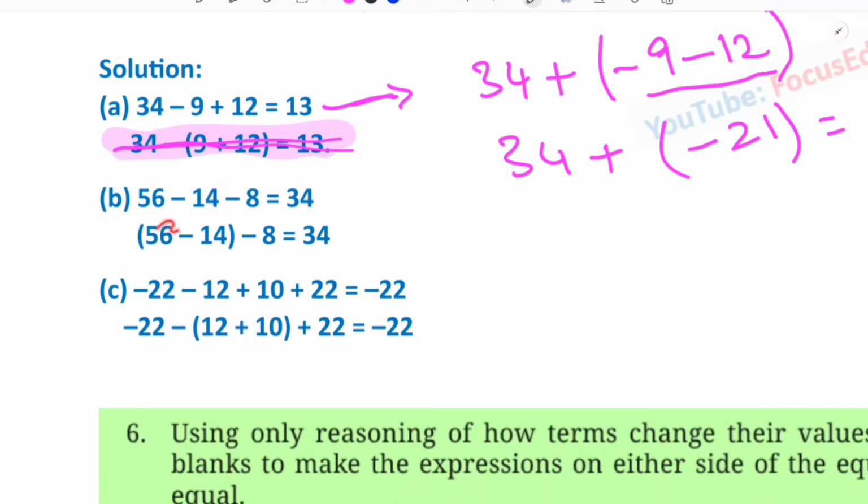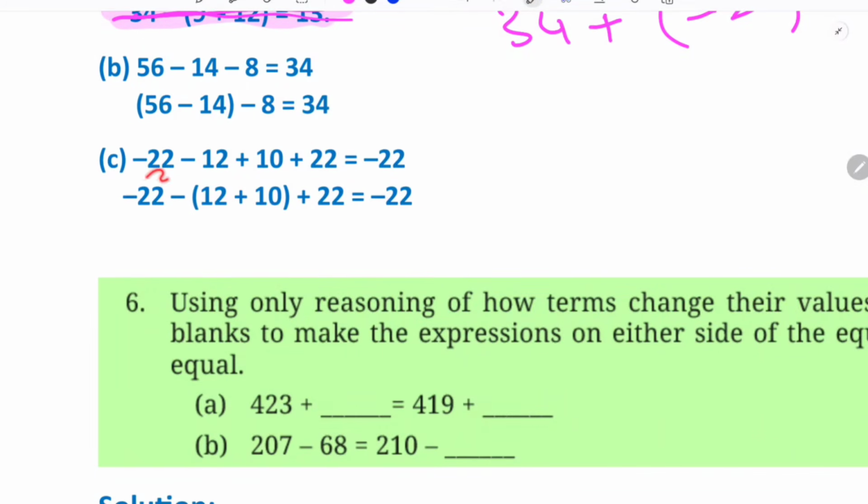So what I have done here is 56 minus 14. These two become one bracket. So 56 minus 14, how much is it? 42. So this becomes 42. 42 minus 8, so this is 34. And just rearranging in brackets.